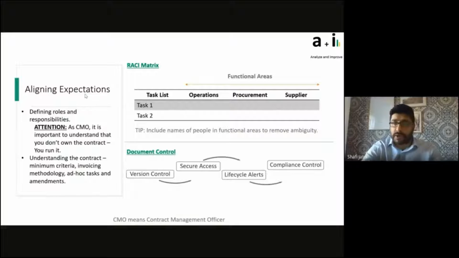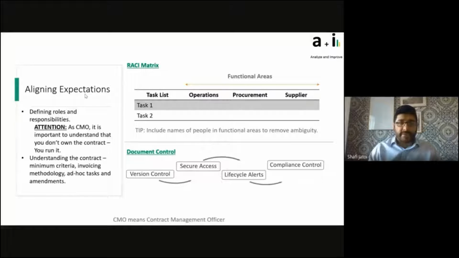You do not want job titles in there, and you certainly don't want functional area titles in there. The point of this RACI is to hold people accountable for the task that they're responsible for, and for everybody involved to understand who's doing what. So the names are absolutely critical.